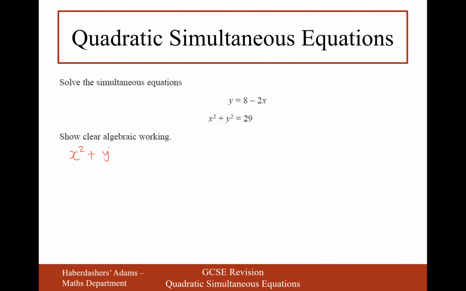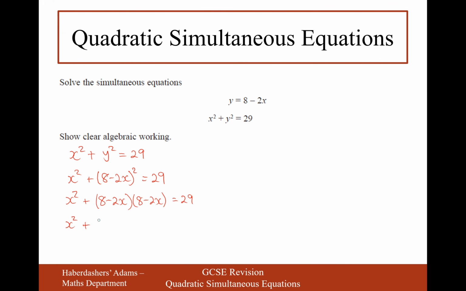x squared plus y squared equals 29. And it's already got a y equals for us, so I can just now replace the y with 8 minus 2x. The y was being squared from before, so now the bracket needs to be squared. The next thing I'm going to do is expand the brackets and treat this squaring as the bracket multiplying by itself two times.